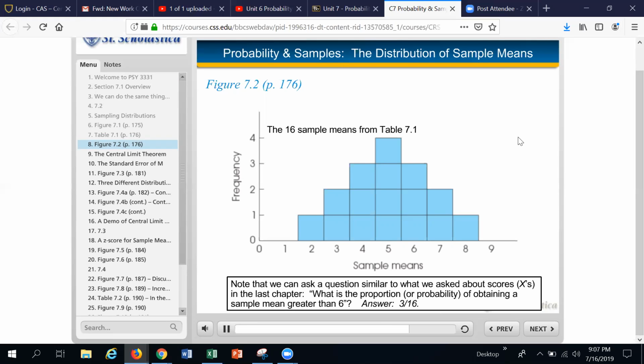This is just like in the preceding chapter, although in that chapter we were talking about the probability of individual scores in the distribution. Now we're looking at the distribution of sample means and asking the same question. What's the probability of a certain type or size of mean from a given population?